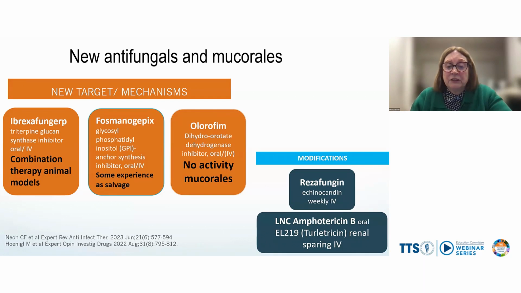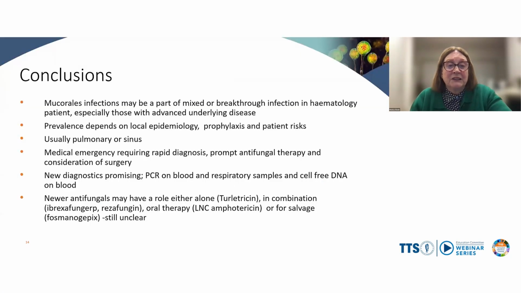With the lipid nanocrystal amphotericin B, obviously that can be given orally and could be quite a good option for mucorales treatment. However, studies have really stagnated, and there are no studies looking at this at the moment. The EL219, the new modification of amphotericin B, has to be given IV, but is renal sparing, so again, it may find a role in this disease. Next slide, please.